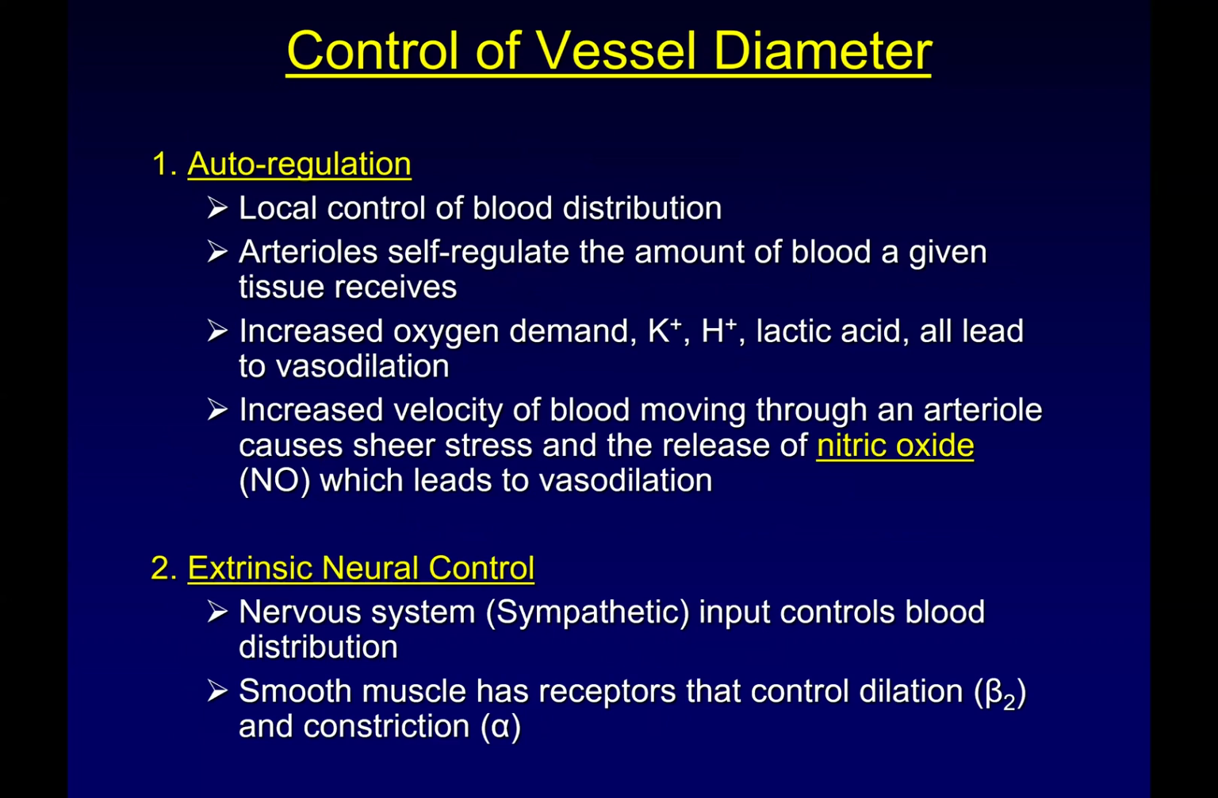So let's talk about the things that happen during exercise and how that interacts with our ability to vasoconstrict and vasodilate, so we can send blood to the muscles and away from other places. Or if you're at rest, send blood to liver, kidneys, spleen, and away from skeletal muscle. There's two primary processes going on. The first is called autoregulation, and this is what we call local control of blood distribution.